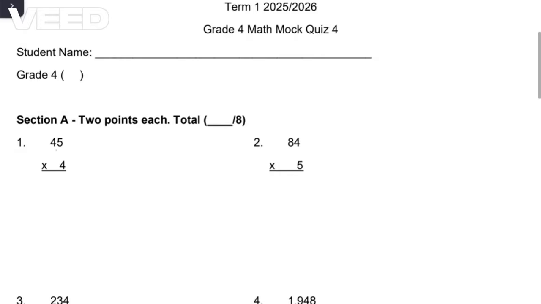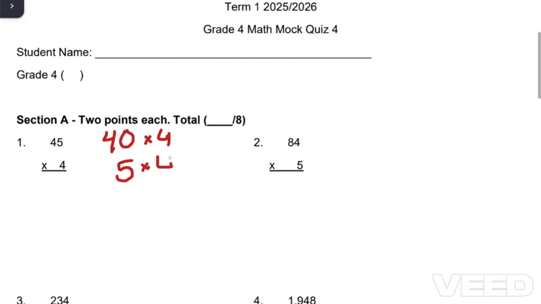We are going to break up this 45 into 40, the value of its tens, and 5, the value of its ones. And what we are going to do is instead of simply multiplying 45 times 4, we are first going to do the 40 times 4 and then the 5 times 4. We are going to multiply separately so we can get our partial products.